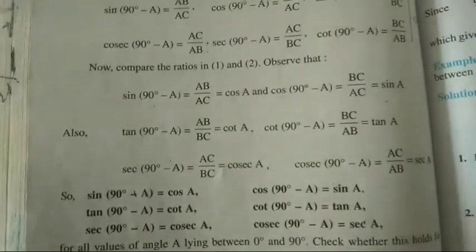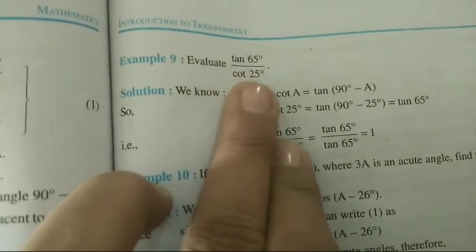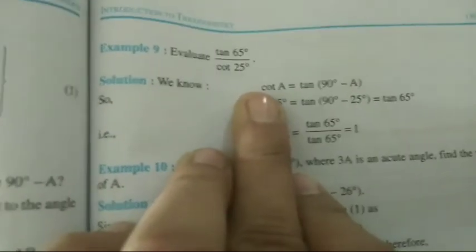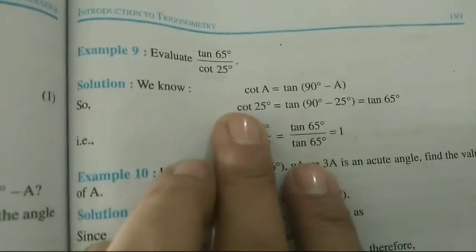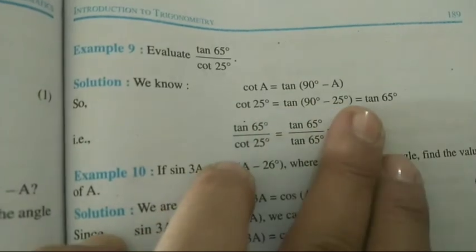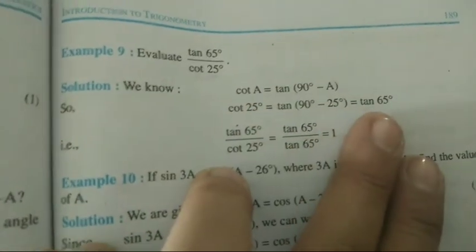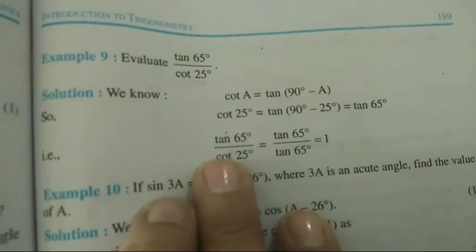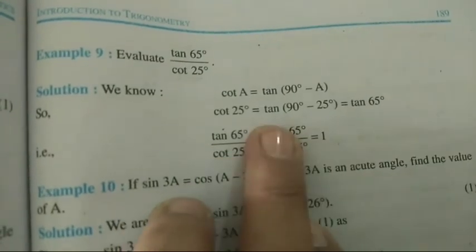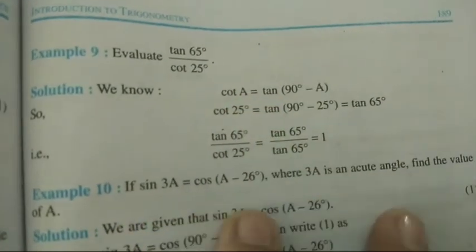Okay, so now look at the example. In this example, it is given tan 65 over cot 25. As we know, cot A is equal to tan 90 minus A, so cot 25 can be written as tan 90 minus 25, that is tan 65. So tan 65 over cot 25 means tan 65 over tan 65, which is equal to 1.